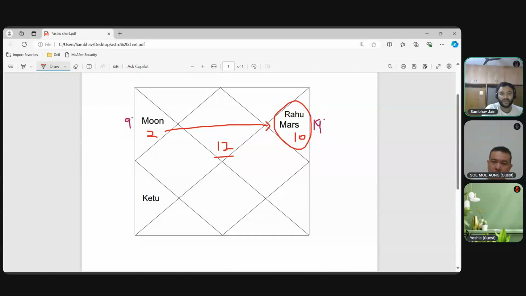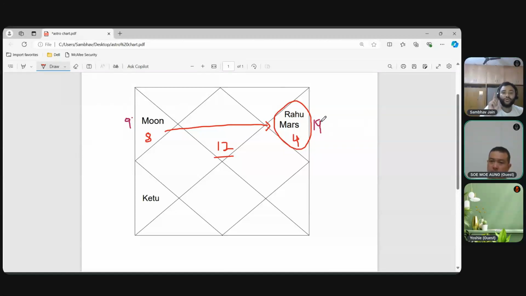Now listen to a point very carefully. Suppose there would be the sign of debilitation. So what would happen now? Mother will lose property. No, mother will not lose property.